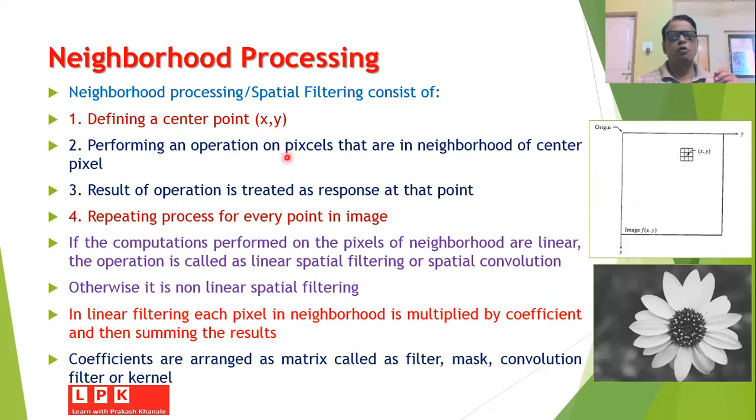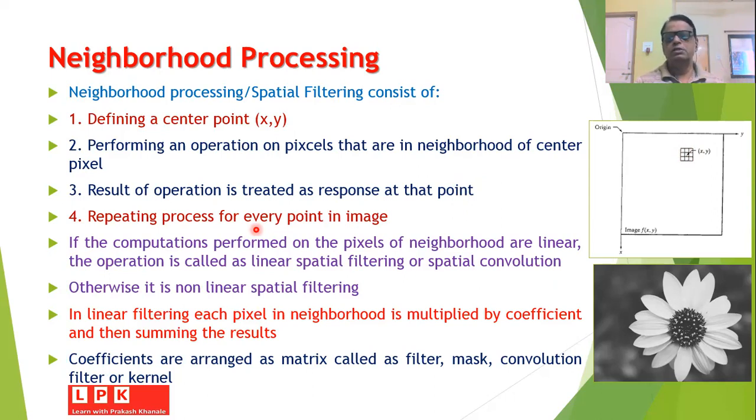Then we will perform an operation on the pixels that are in the neighborhood of the center pixel. So we will consider the neighborhood pixels surrounding the center pixel. For example, we can consider 3 pixels on all the sides of the center pixel. Then the result of the operation is treated as the response at that point, and this process is carried out for every point in the image.